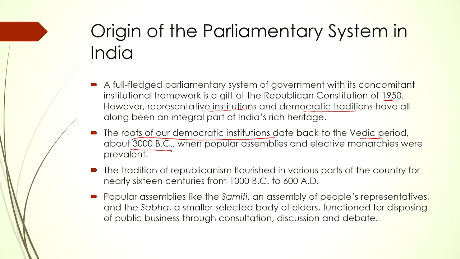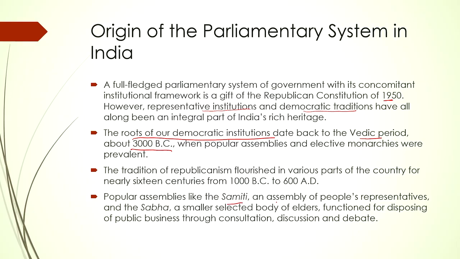Many historians have time and again underlined the fact that India had a very rich tradition of experiencing political democratic forms, starting from 1000 BC to 600 AD. During this time most of the states in India ran their governments through different setups, including the sabhas and samitis, as representative forms of government structures. The popular assemblies like the samiti, which was an assembly of people's representatives, and the sabha, as a smaller selected body of elders, functioned for disposing of public business through consultation, discussion and debate.